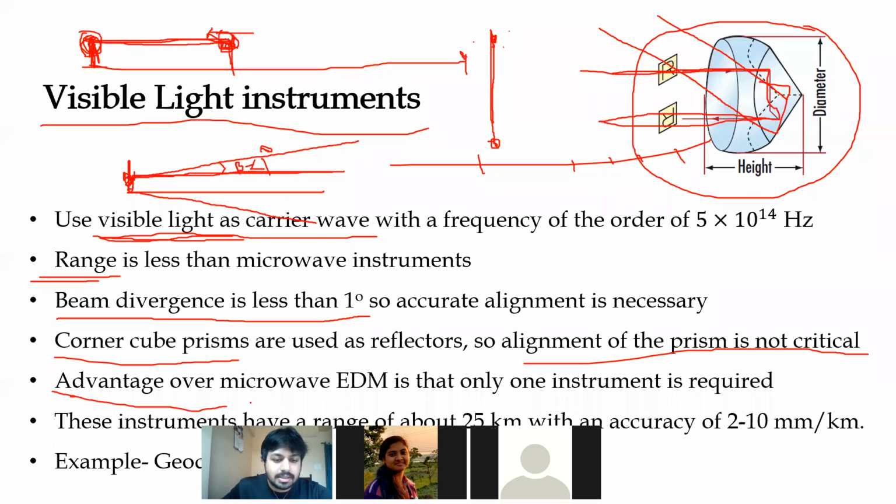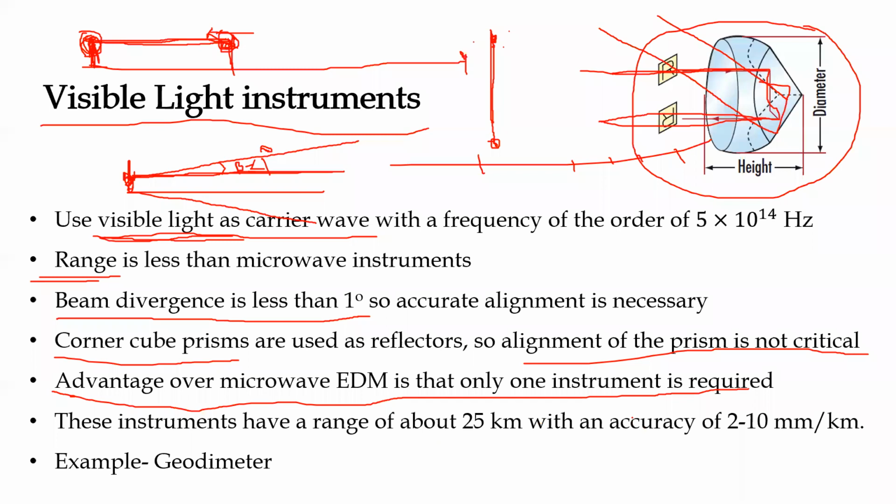Then it also says the advantage over microwave EDM is that only one instrument is required. That we have also discussed. Then it says these instruments have a range of about 25 kilometers with an accuracy of plus minus 2 to 10 millimeter per kilometer. That means if you are measuring a distance of 1 kilometer, at max you will see an error of either minus 10 or plus 10 millimeters. And the example is the geodimeter. The geodimeter is a type of visible light instrument.